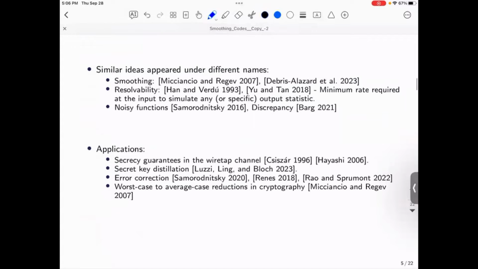And as I mentioned, there are many applications, but I'm not going to go through them because that's not the intention of this talk, but I have listed them for you. That is secrecy guarantees in wiretap channel, secret key distillation, error correction, and reductions in cryptography.